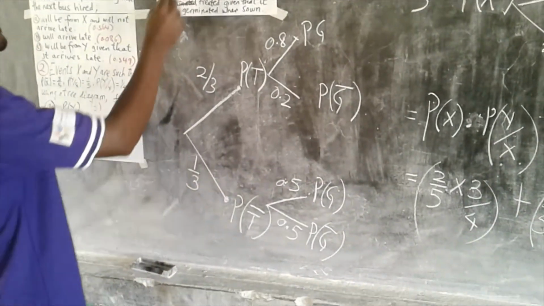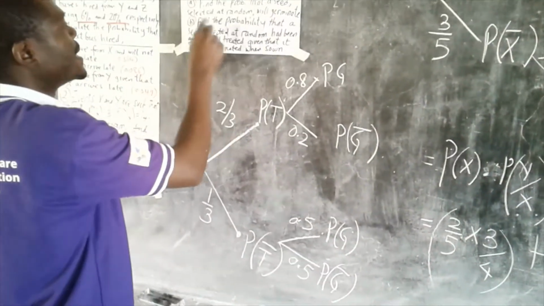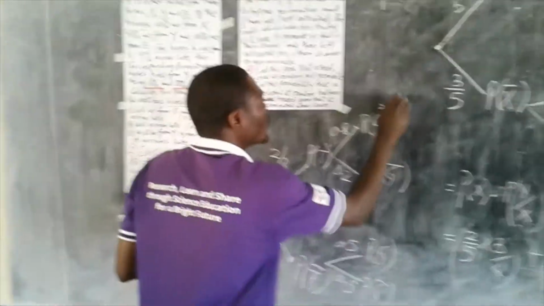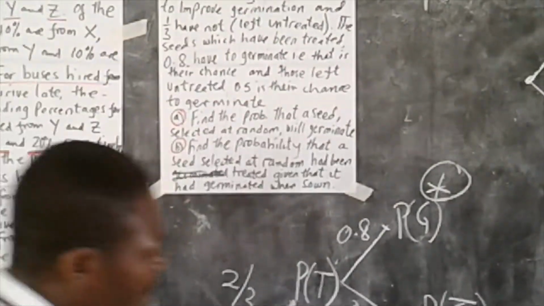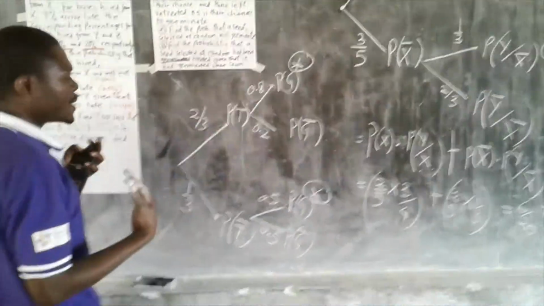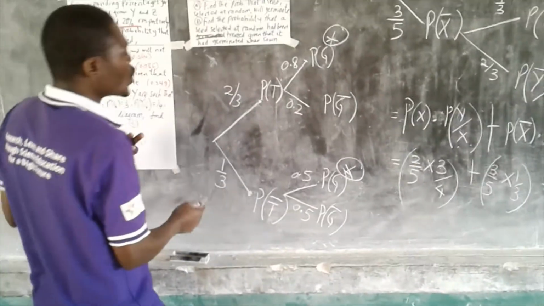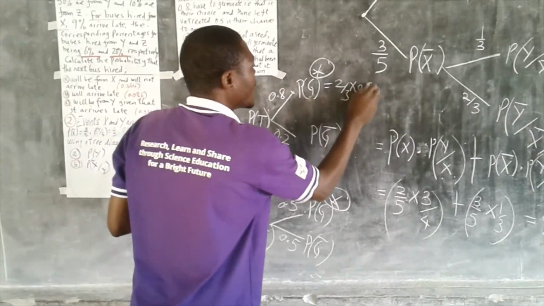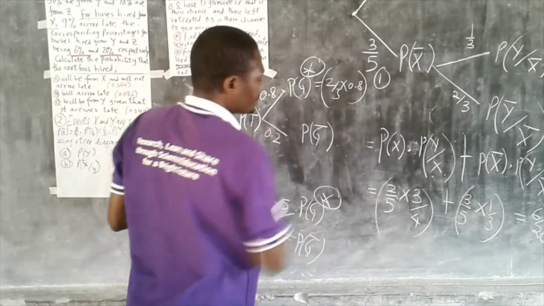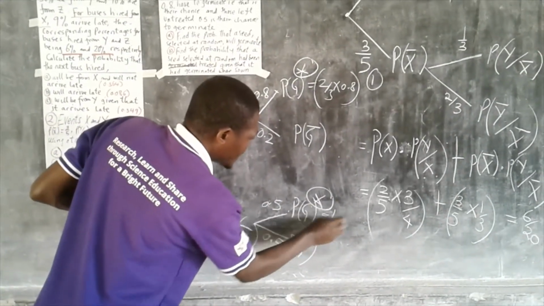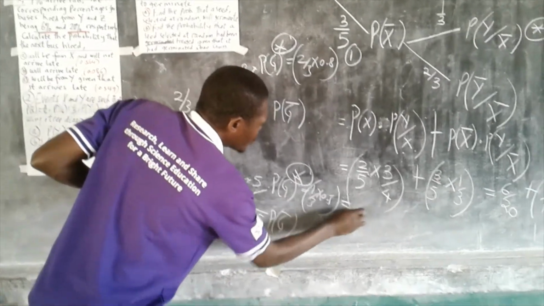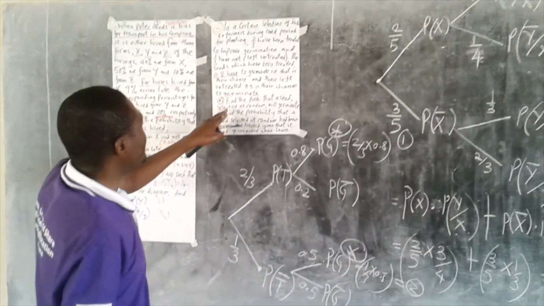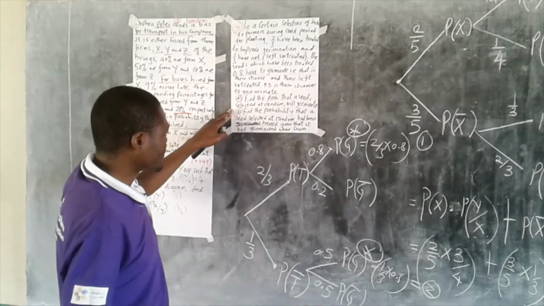Now, when the question says, find the probability that a seed selected at random will germinate, you come here, see where there is letter G, germinate, so they will germinate whether they are treated or not. So you get 2 out of 3 times 0.8. This will be the first output, or a third times 0.5, and you get the second output, which are added together to get probability that the seed selected will germinate. Okay?